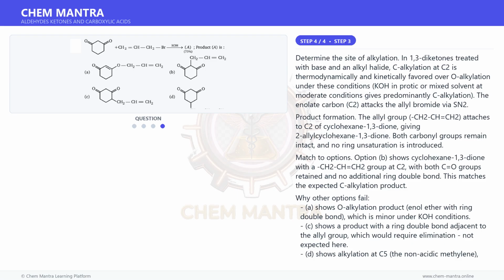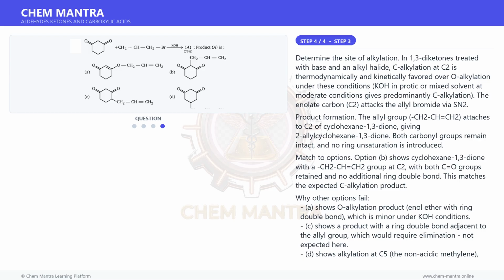Match to options. Option B shows cyclohexane-1,3-dione with a CH2CH=CH2 group at C2 with both C=O groups retained and no additional ring double bond. This matches the expected C-alkylation product.